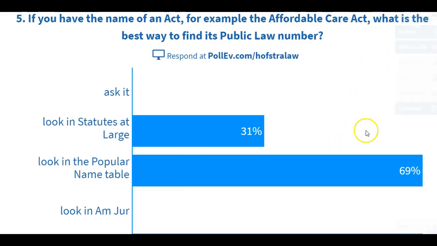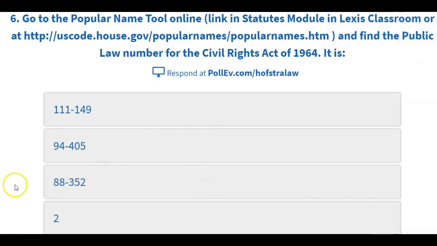Okay, let's go to our next question. Question number 6. Okay, this one is a little more challenging. So I'm asking you to go to the popular name tool, and the link is in the statutes module in Lexis Classroom. Just under the Poll Everywhere link, you'll see the popular name tool as well as the Table 3 tool. But I want you to go to the popular name table or tool, and I want you to find the public law number for the Civil Rights Act of 1964.